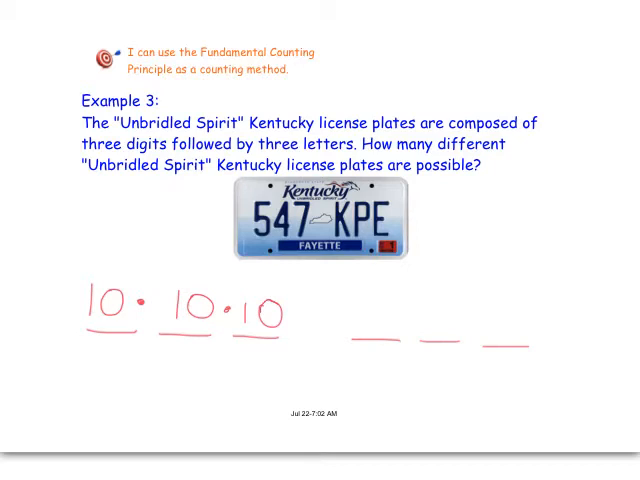What about letters? Let's think a little bit. How many letters are there in our alphabet? Well, there's 26. So there's 26 possibilities.